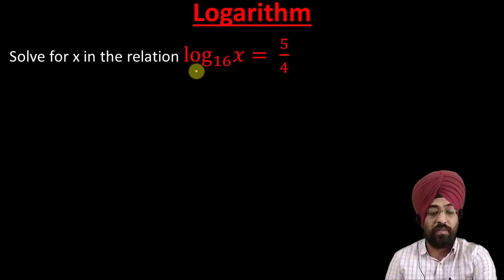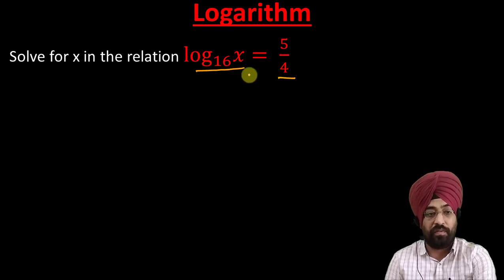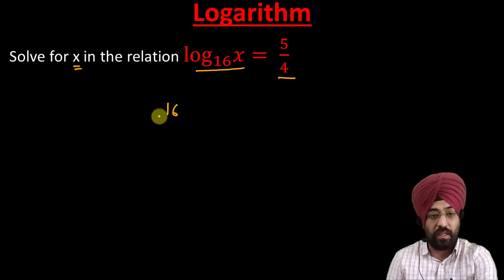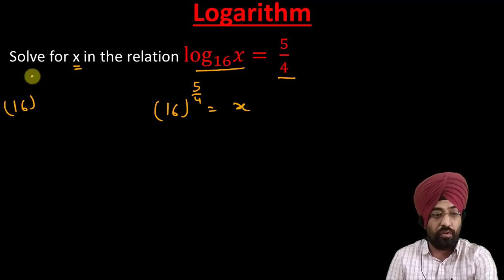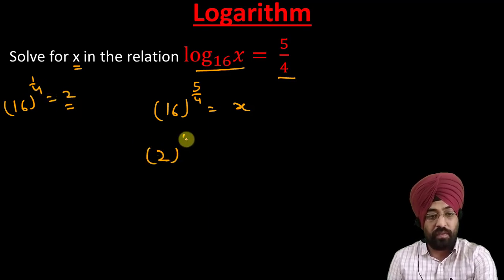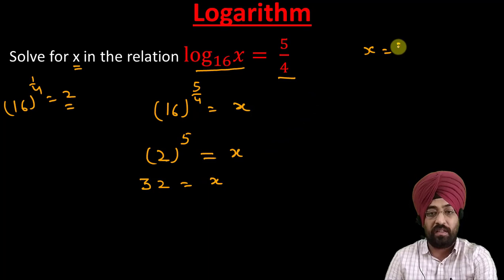Now let us do one more similar example. Log of x with base 16 is equal to 5 by 4. We have to find the value of x. Again write the exponential form. 16 raised to the power 5 by 4 is equal to x. Now 16 raised to the power 1 by 4, its fourth root, is 2. So 2 raised to the power 5 is equal to x, and 2 raised to the power 5 is 32. 32 is equal to x, or we can write the value of x is 32.